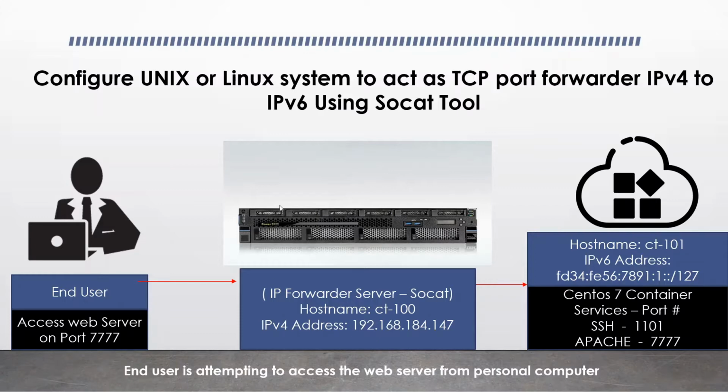As you see in this figure, we do have CT100 and we are going to use this server to act as an IP forwarder. So basically we are going to install the Socat tool here, and as you see, this server also has IPv4, and on the other side we have CT101.